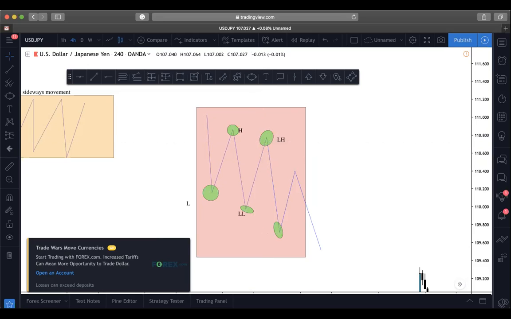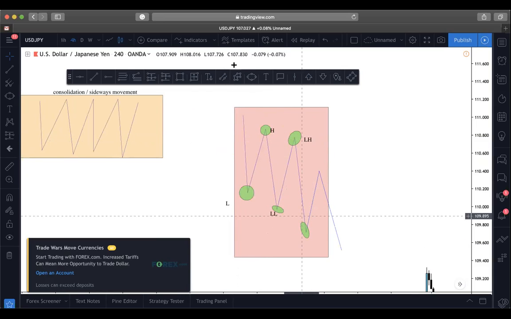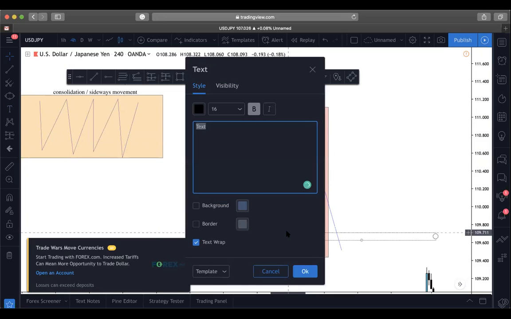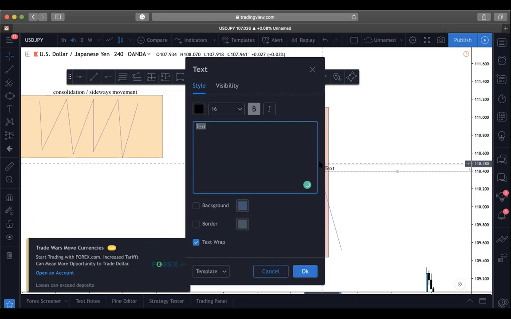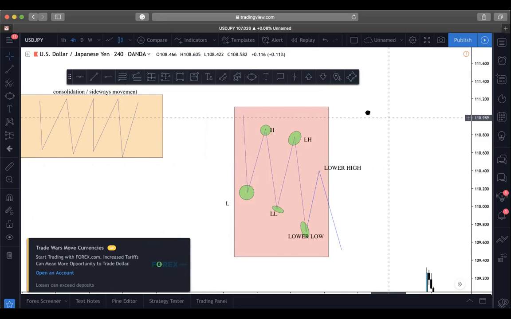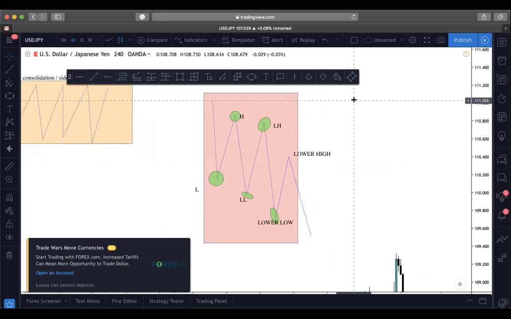So that's the characteristics of a downtrend, right? Lower low and lower high, right? Something simple like this is very important. Any questions?